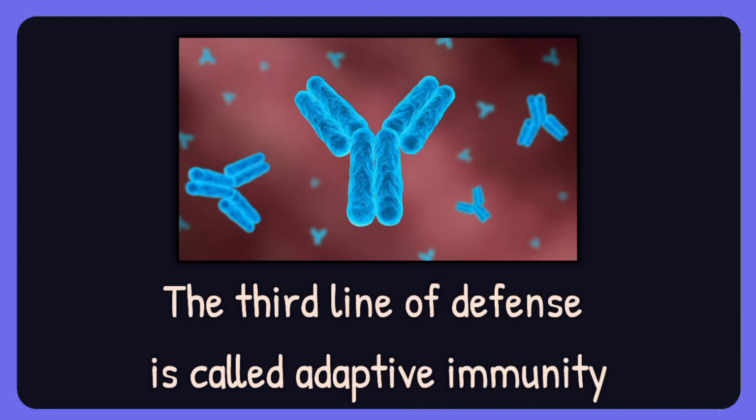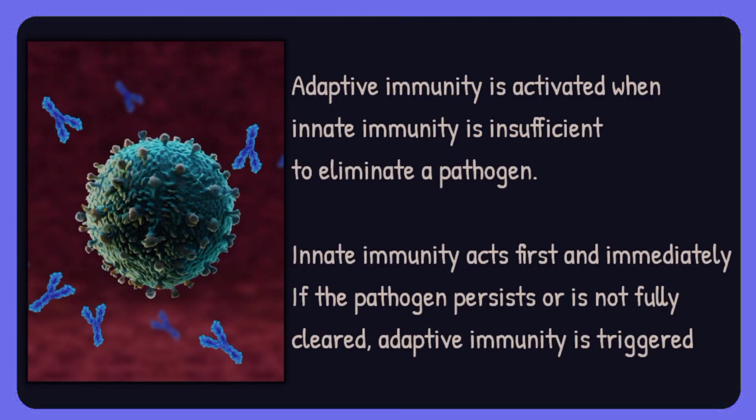The third line of defense is called adaptive immunity. Adaptive immunity is activated when innate immunity is insufficient to eliminate a pathogen. Innate immunity acts first and immediately.